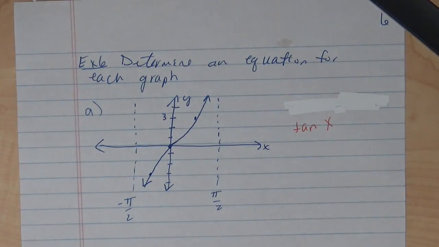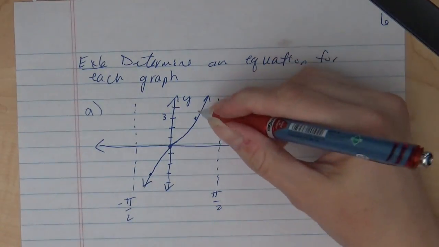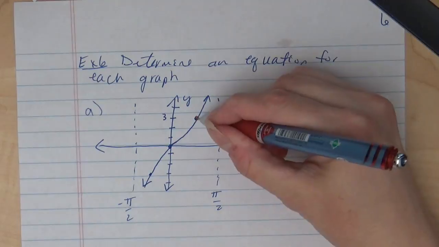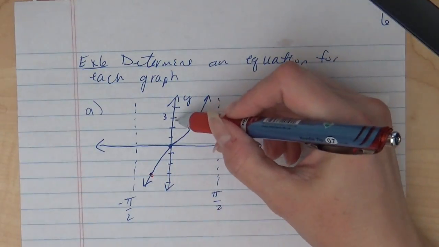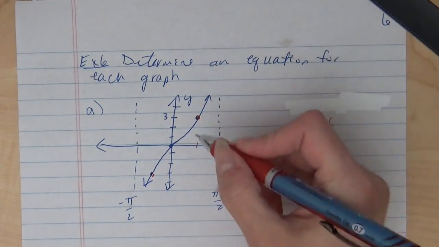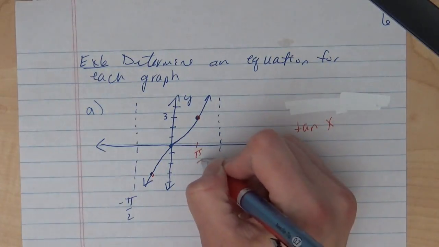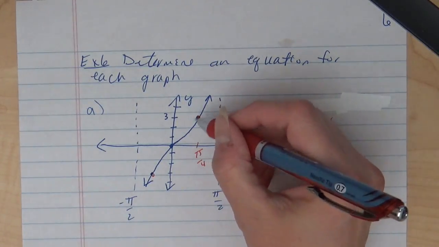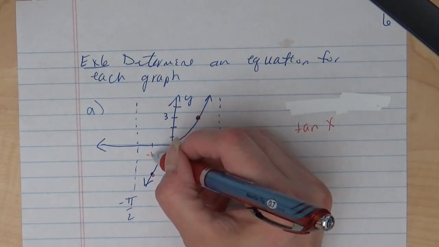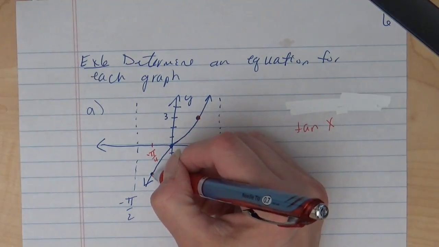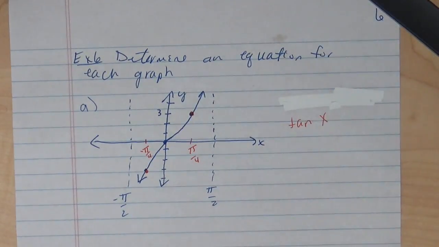Now, comparing this to the original tan function, the only other things that I notice are that we have these points. This would be at pi over 4 for the x, and y is 3. And over here at negative pi over 4, we've got negative 3 down here.